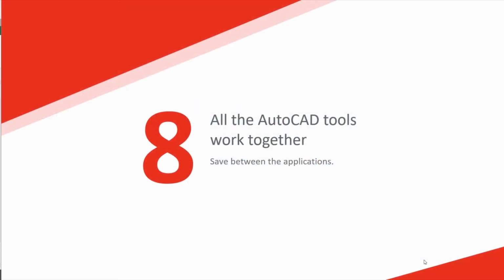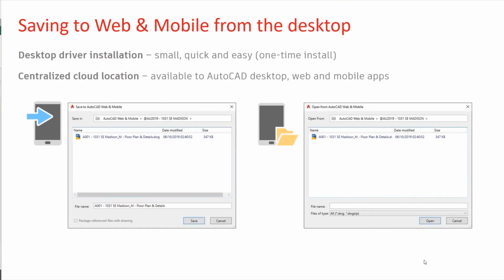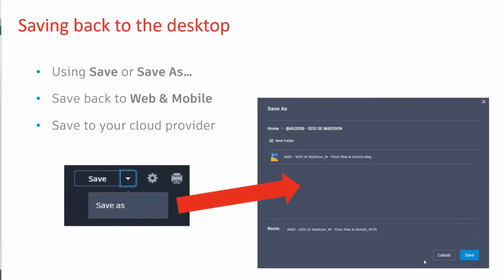Number 8, move smoothly between all of the applications. You can move your drawings between web, mobile and desktop really simply. Saving back to your desktop is just as easy. You save or save as and save back to web and mobile and save to your cloud provider.